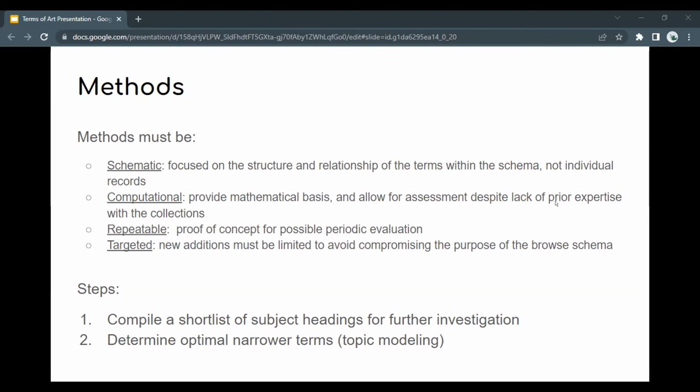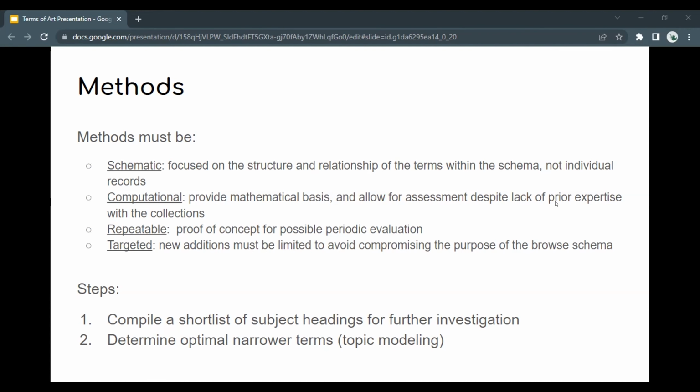Being schematic in my approach meant that I would not be focused on assessing the appropriateness of the headings on any individual portal record, but rather on the shape of the UNTL-BS schema itself. And this meant that I could look at aggregate values of the various branches of the schema and analyze how each branch related to the whole. On the other hand, being computational was useful, not only in that it provided a mathematical basis for my findings, but also in that it allowed me to conduct an assessment without much prior familiarity with the collections, because again, I was a visiting fellow at the University of North Texas, not a regular staff member there.